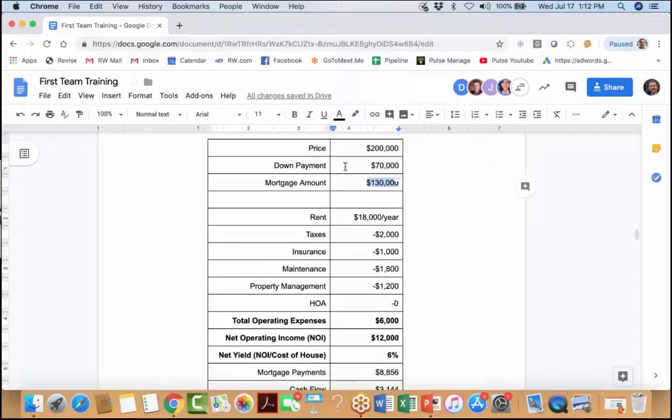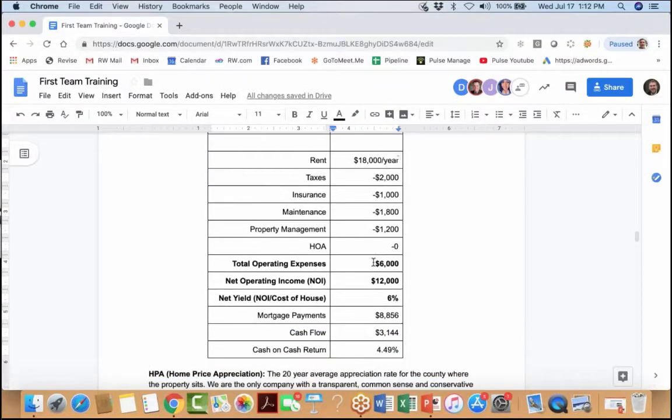So I've inserted this reality, which is I actually only put down 35 to buy the house, and I've got a mortgage of 130, which means my rent is the same, my taxes, everything is the same. My operating expenses are the same. Operating expenses don't include the mortgage, so it doesn't get calculated into my NOI. It doesn't affect my net yield.